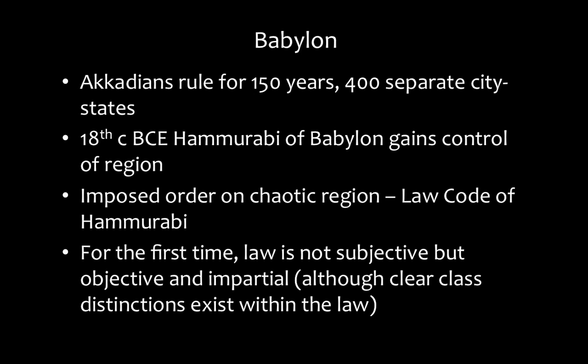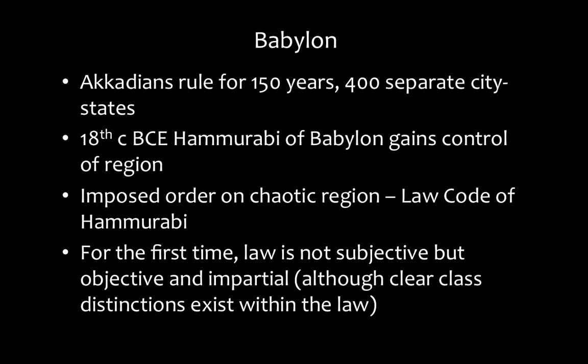So after the Akkadians rule for just about 150 years, and during this period, there's 400 separate city-states. So this is an area where everyone is really kind of doing their own thing. Everyone has a different city-state, a different government, just lots of variance in what's happening in Mesopotamia. And then in the 18th century BCE, you have Hammurabi of Babylon, who gains control of the region, and one of the first things that he does is insist on the region coming back together, and so he imposes order, gets everybody back on the same page, and he does so with his law code.